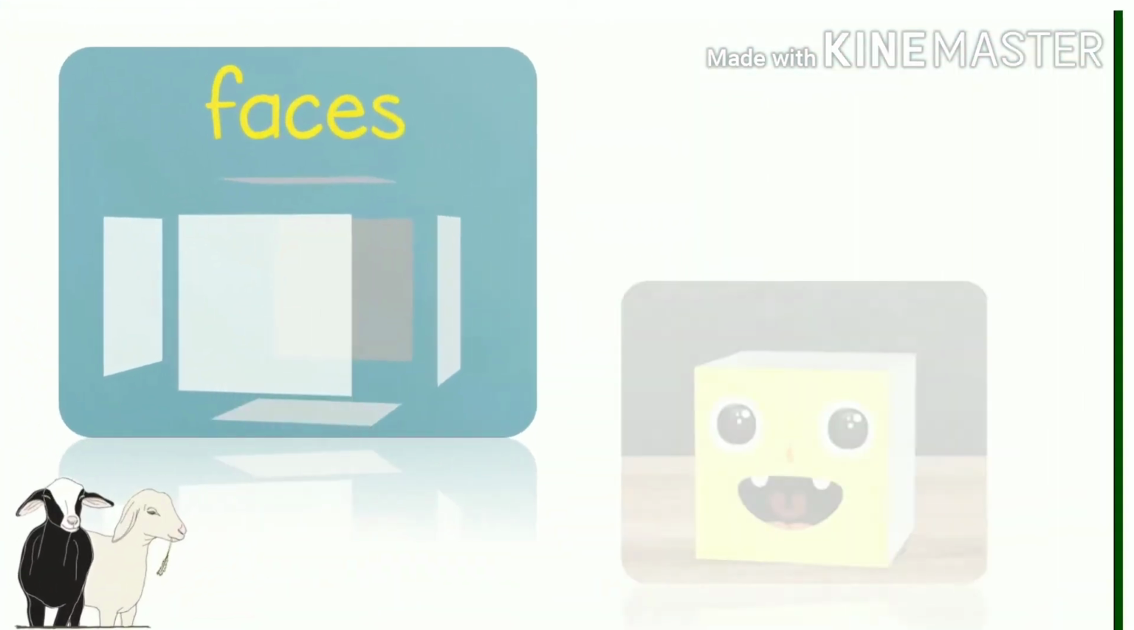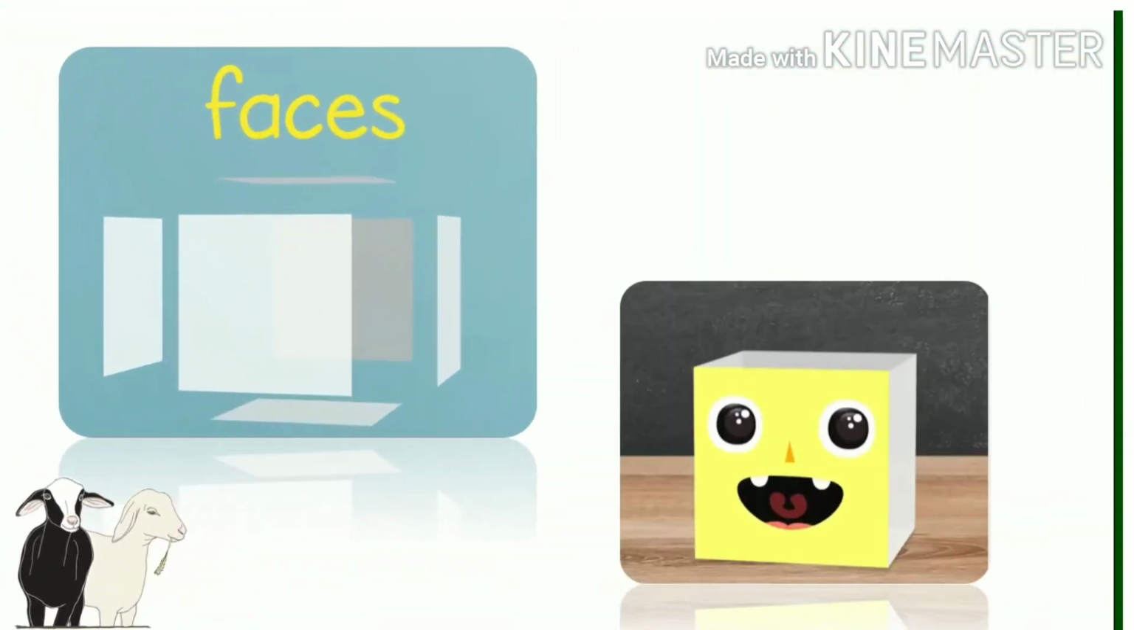Okay, from the video, we know that a face in the shape means the flat surfaces that we can find in the 3D shape. We can see in this cube there are 6 faces that we can find. The first is here, 1, 2, 3, 4, 5, and 6. So, in the cube, we have 6 faces.